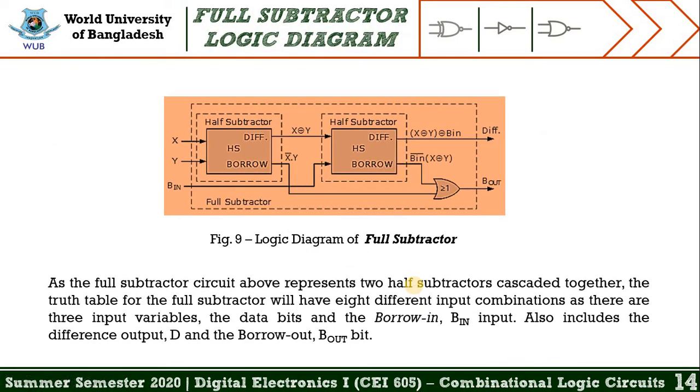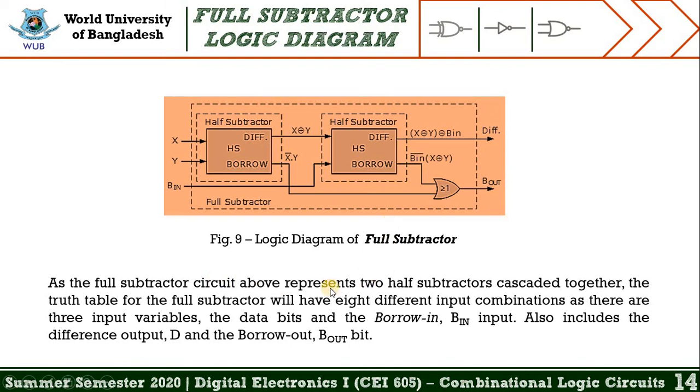From this slide you may learn the logic diagram of the full subtractor. You may find there are 2 half subtractors in this diagram, one in the left section and another in the middle section. Another thing you may find in this logic diagram is one OR gate, which has two inputs, and the two inputs are connected to the two half subtractors.